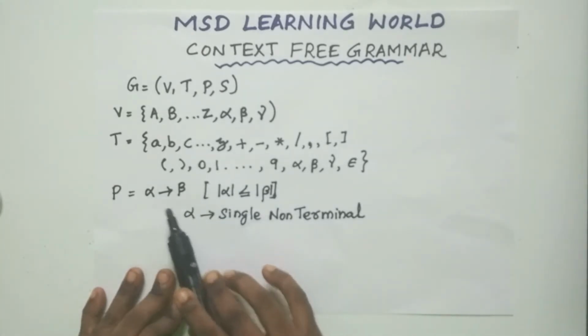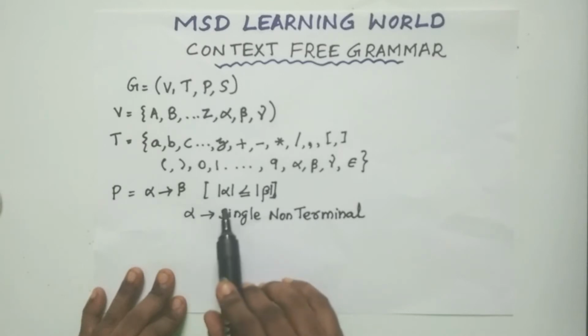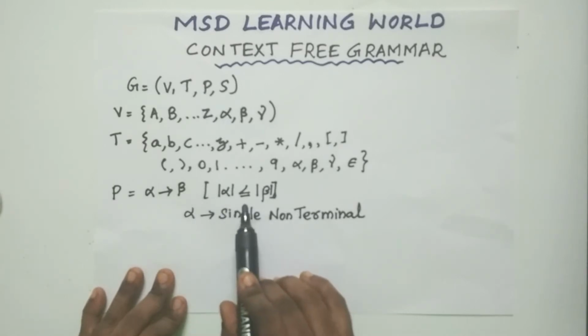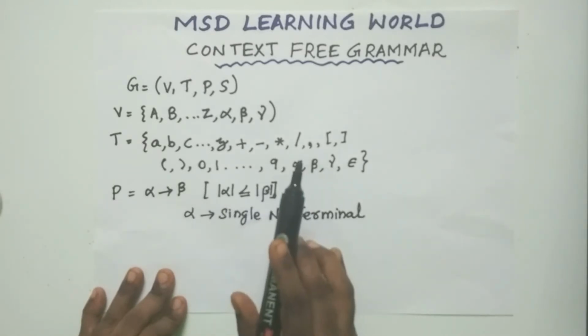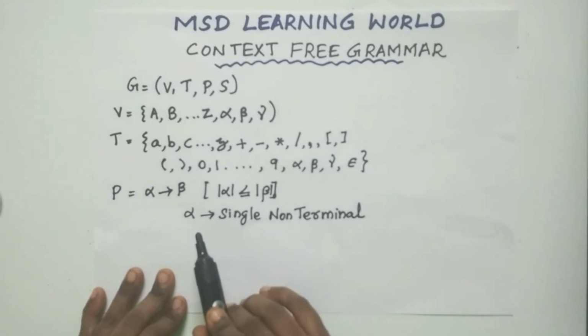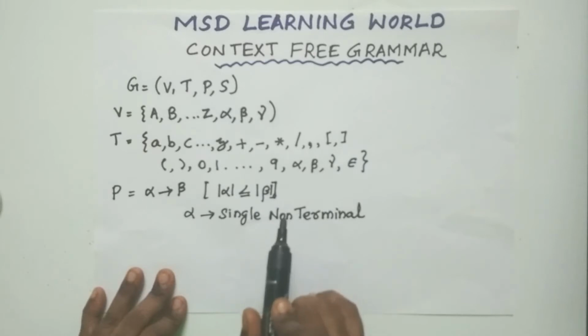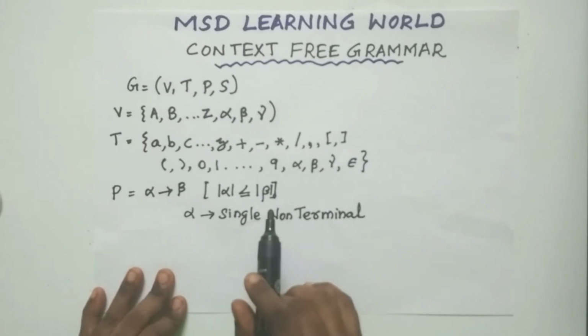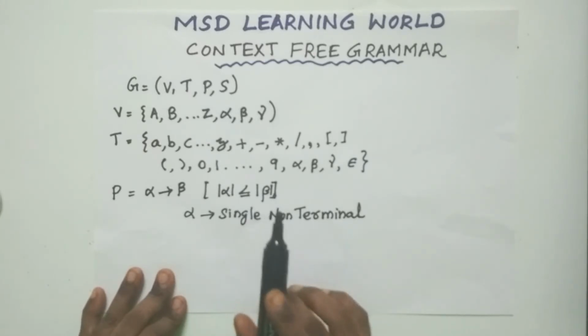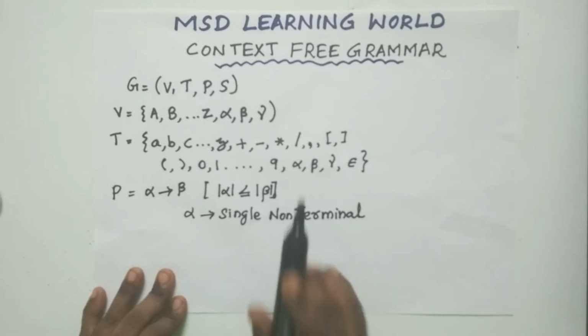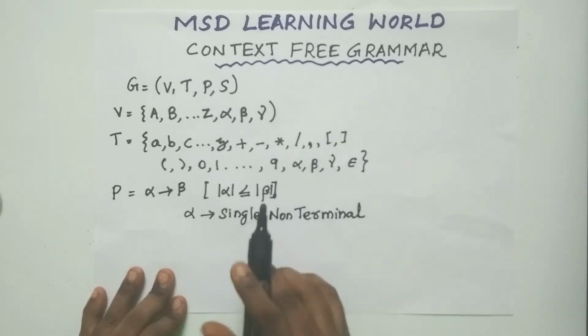And the production is of the form alpha tends to beta, and the length of alpha must be less than or equal to the length of beta for context-free grammar. The second rule is that alpha can only be a single non-terminal, but beta can have any number of terminals and non-terminals. So these are the two conditions for the productions present in a context-free grammar. And now the starting symbol.